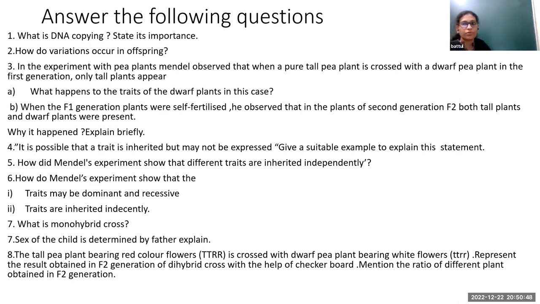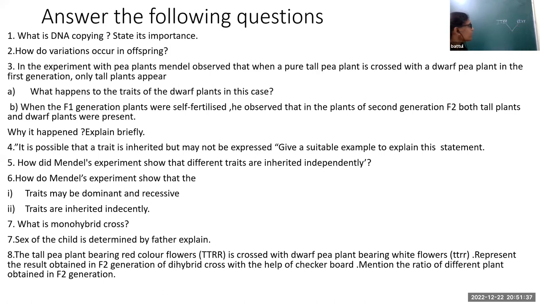Okay. Right. So, you see here, capital T, capital R. Capital T, and capital R. What is this here? Pure tall and pure red, right? Small t, small r. What is it here? Dwarf and white. This is what you have to keep in mind. So what will be in the F1 generation? It is a pure tall and pure red parent, and this is a dwarf plant bearing white colored flowers.